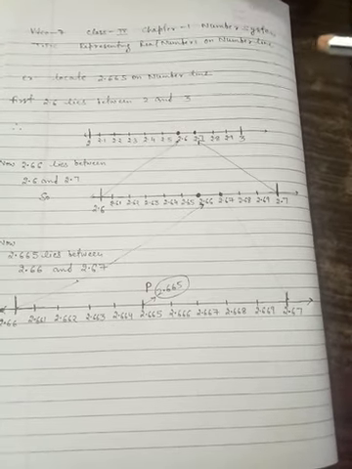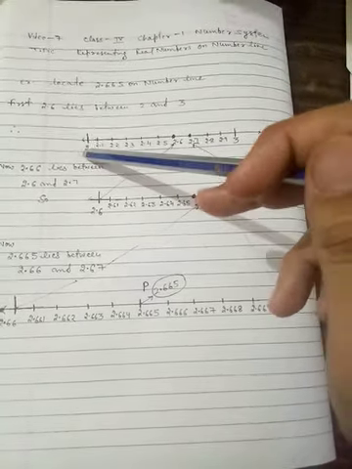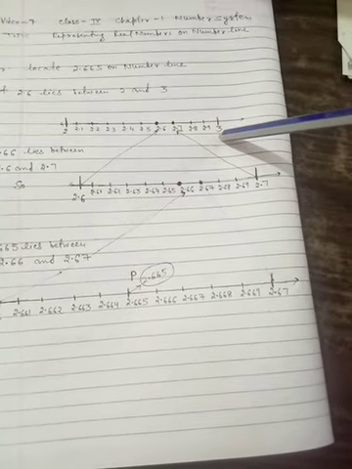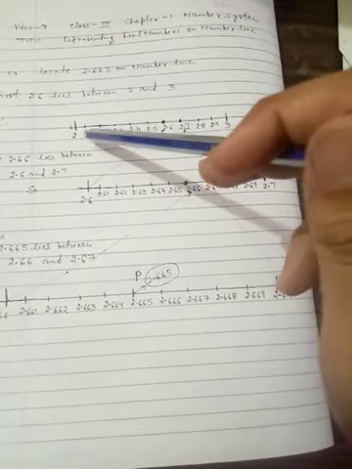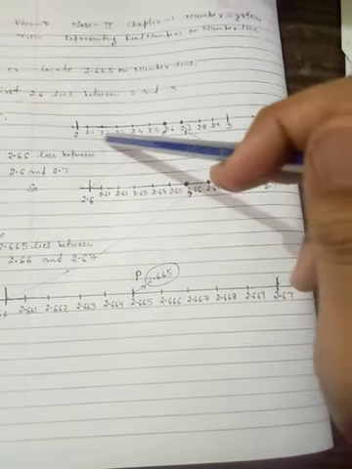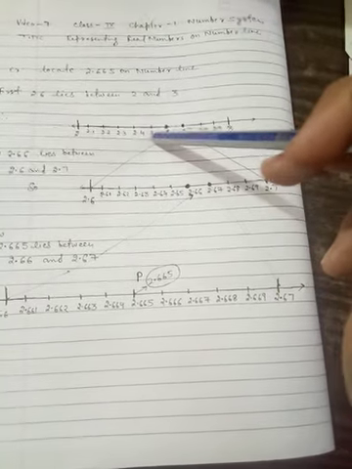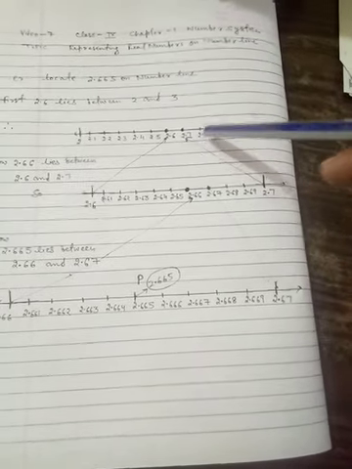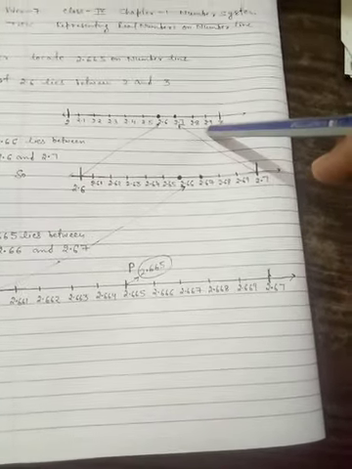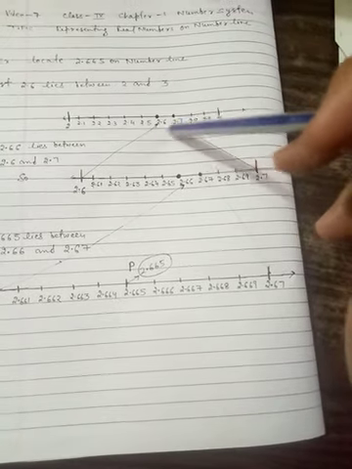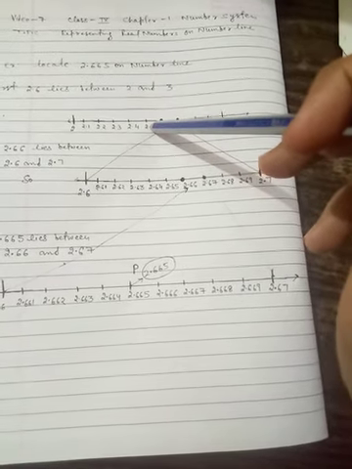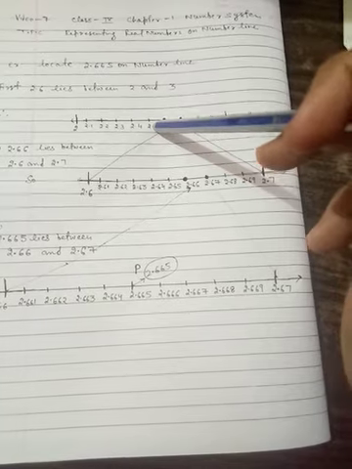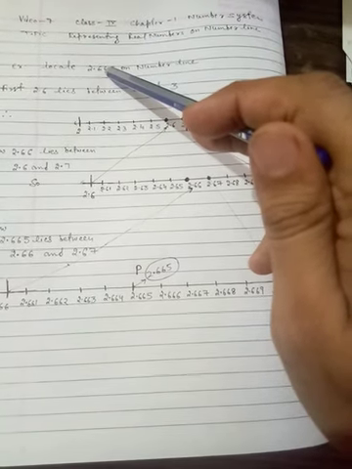So on the number line we will first draw 2 and 3, and between these two real numbers 2.1, 2.2, 2.3, 2.4, 2.5, 2.6, 2.7, 2.8 and 2.9 are lying. Now we got 2.6 on number line. In next step, we will take next place after decimal.